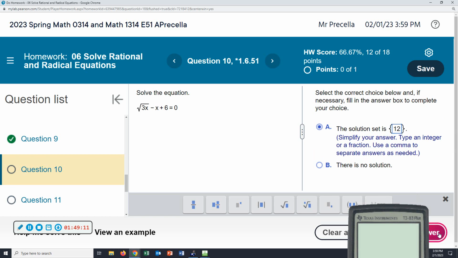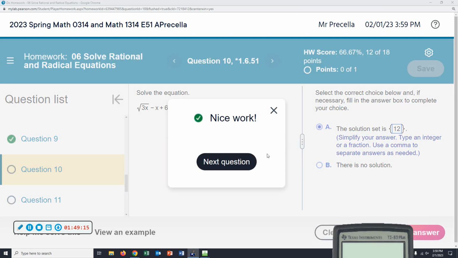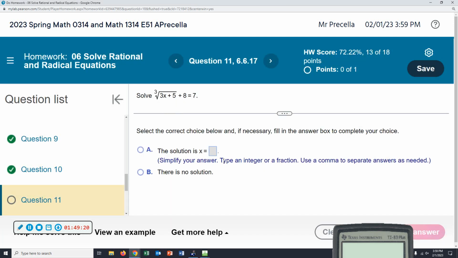Oh, gosh. We're doing okay, we're doing okay. Number 11. Oh, well, I should have my little blue line. Shoot. Okay.